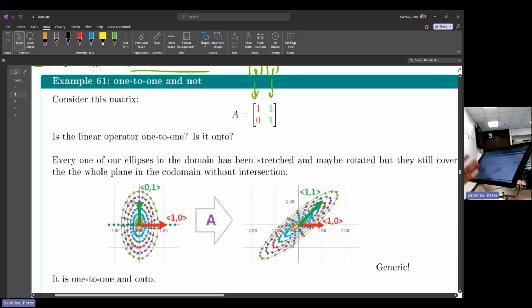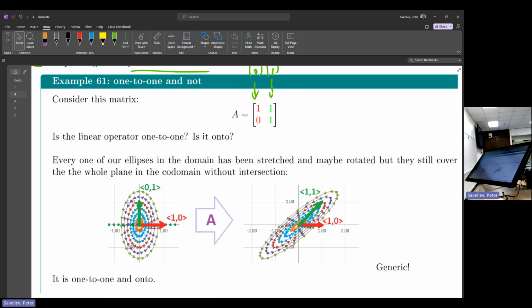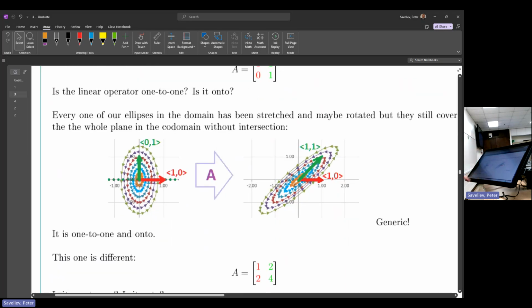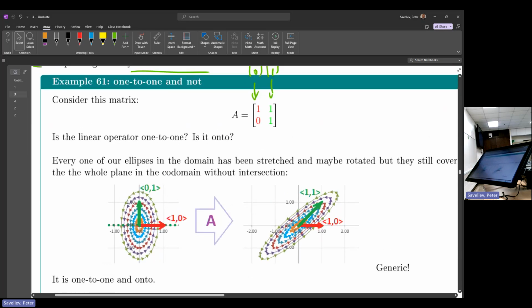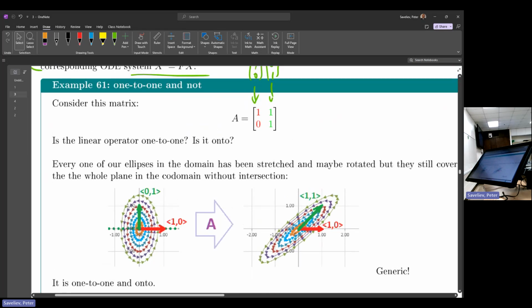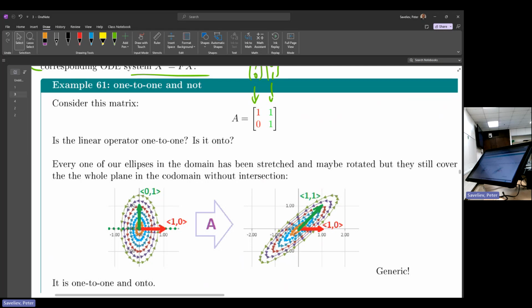The behavior is generic, because if you look at where the ellipses go, it suggests that my transformation is both one-to-one and onto. If you keep expanding those ellipses, their images on the right will also cover everything, and they never intersect, so everything is fine. The behavior is generic. How do we know that's the case? Because the two vectors are not multiples of each other. How do we know that? Look at the matrix: you cannot multiply 1, 0 by anything to get 1, 1.